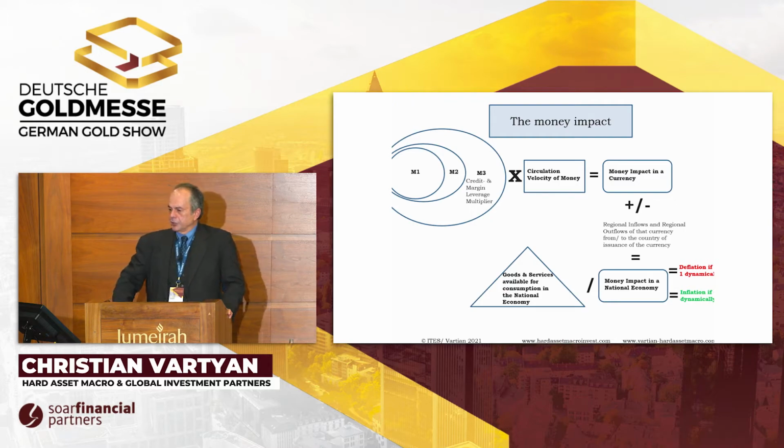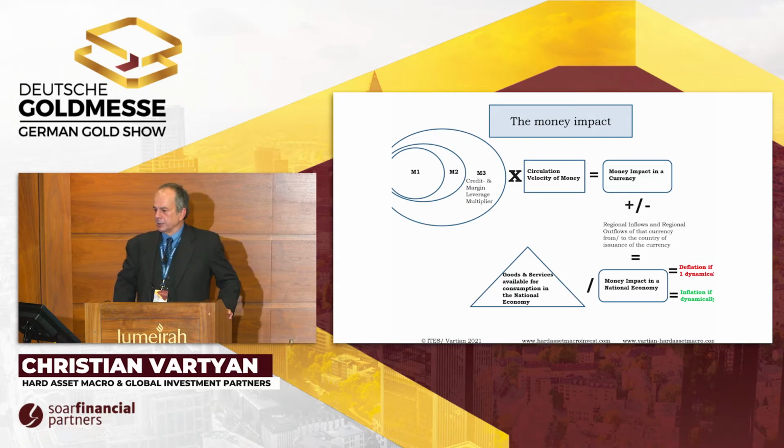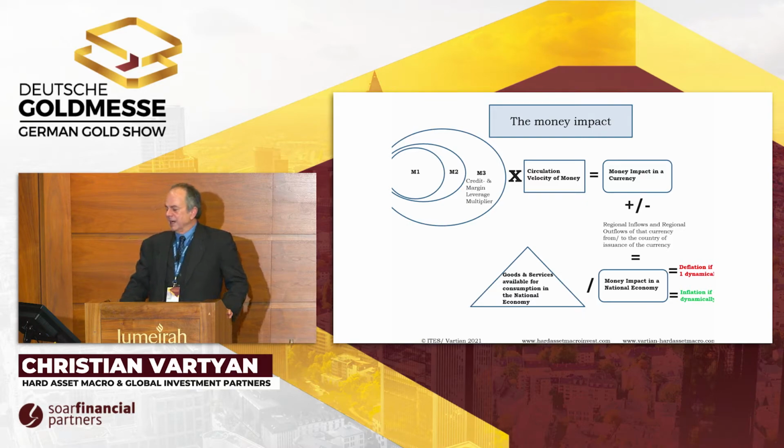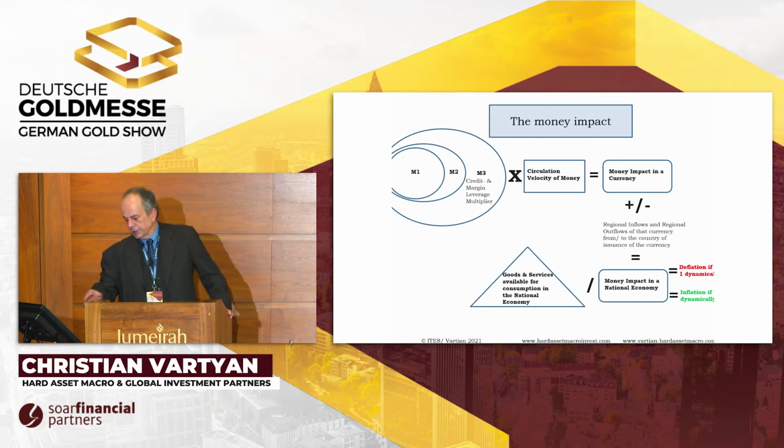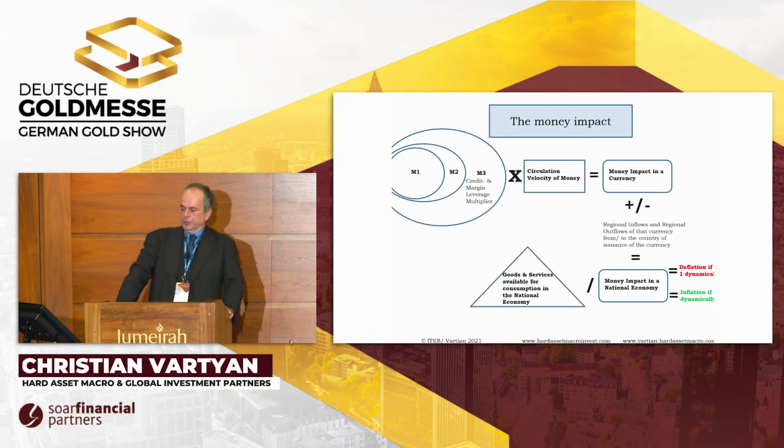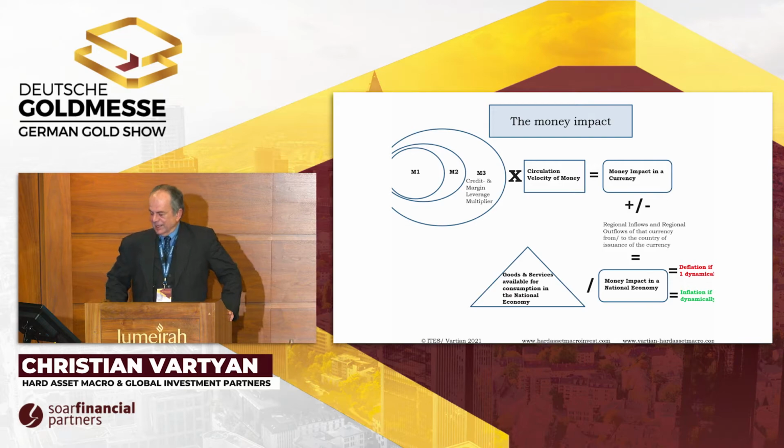That means it's just the money impact in a currency. And you have to check, again, the regional outflows and inflows in order to come to the money impact in a national economy. And only that one, this money impact in a national economy, if you put it in relation to the goods and services available for consumption in the national economy, only that relation is a valid start of calculating if you're in inflation or deflation.